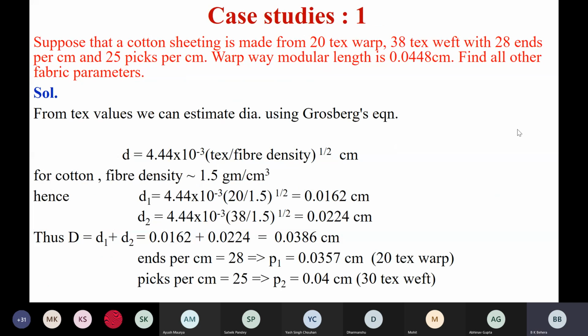Now I am giving you one numerical problem, to show how the relationship we have discussed so far is used in practical applications.